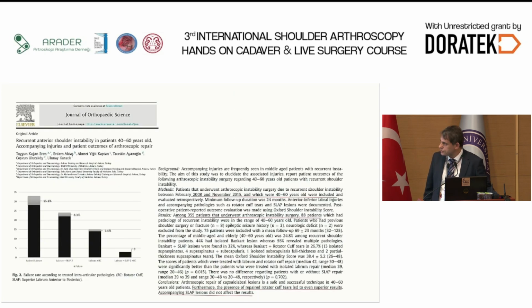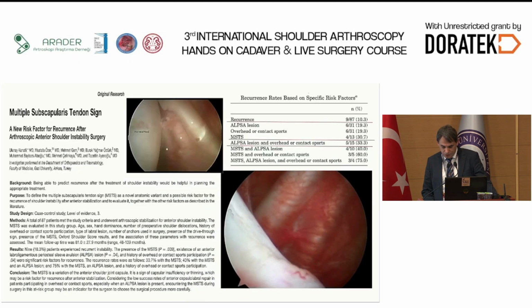But if the patient is older, yes, you can also repair the labrum, and mainly if the patient has a rotator cuff tear, the results are better than the isolated labral lesions.